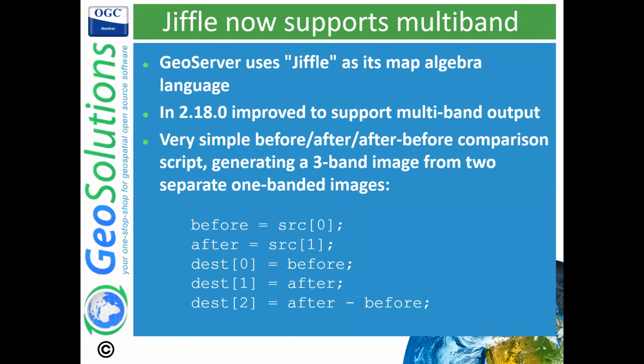Let's have a look at a very simple script here. We have 2 input rasters, source 0 and source 1, that we identify as the before and after variables. So we are trying to make a time comparison. And we are going to generate an output raster which has 3 bands: the before band, the after band, and the difference between after and before.